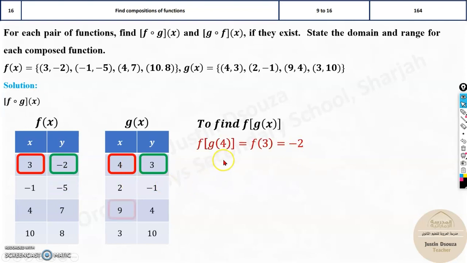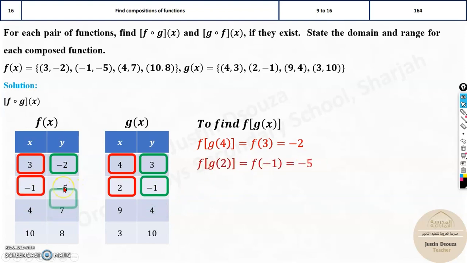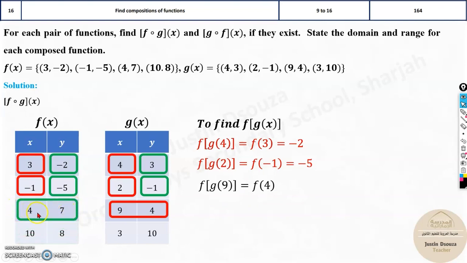Same way for the next thing. F of g of 2 now. Let us see what is the answer. It will be f of minus 1. Now, what is the f of minus 1 value? It is minus 5. So that is the answer. Same way over here, f of g of 9. That is 4, so it will be f of 4. And then what is the f of 4 value? It is 7.